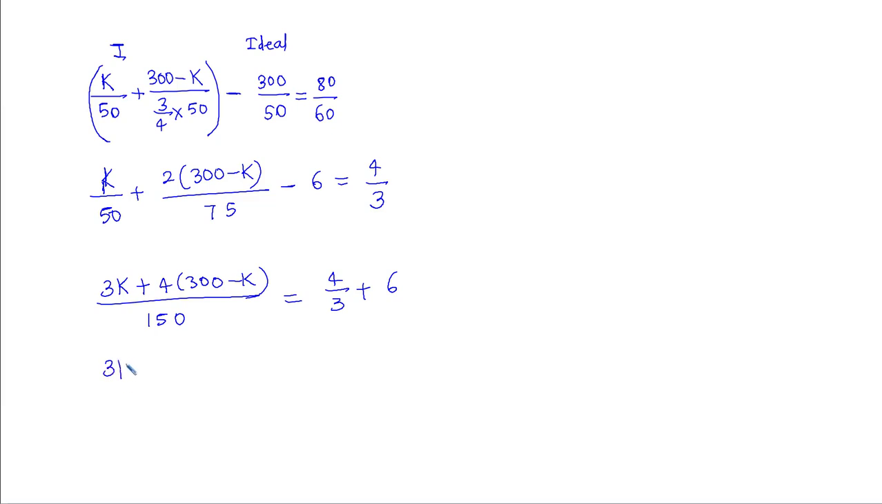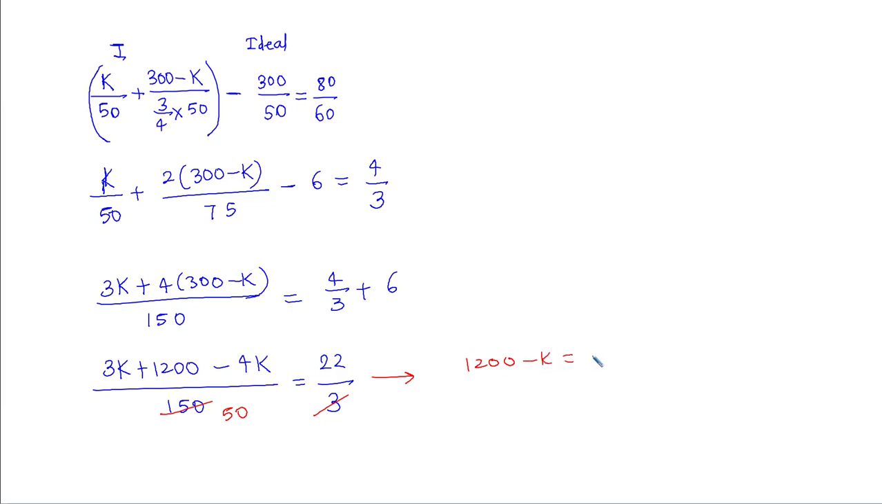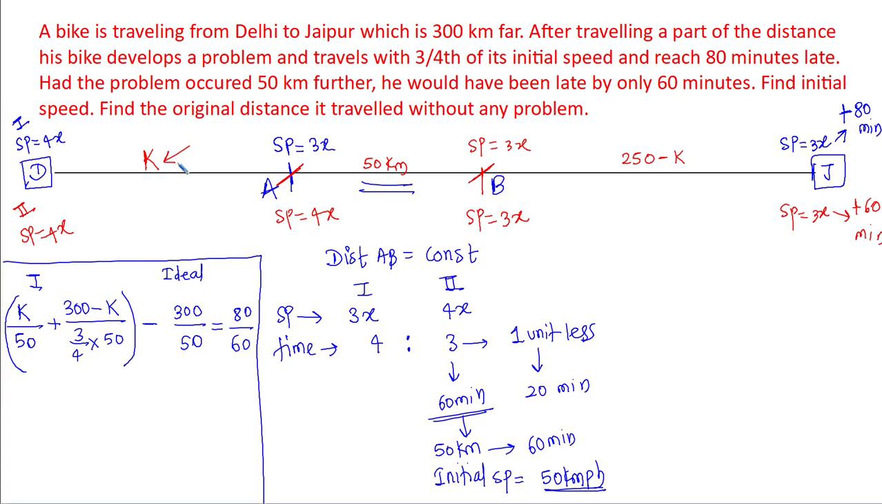So look here, 3k plus 1200 minus 4k divided by 150 is equal to 6 3s are 18, that is 22 divided by 3. This is going to be 350s are. Now let's cross multiply. So 1200 minus k is equal to 1100. So the value of k is going to be 100. So the distance traveled without any problem in the first case is 100. So the value of k is equal to 100. Okay everyone, likewise we can solve this question.